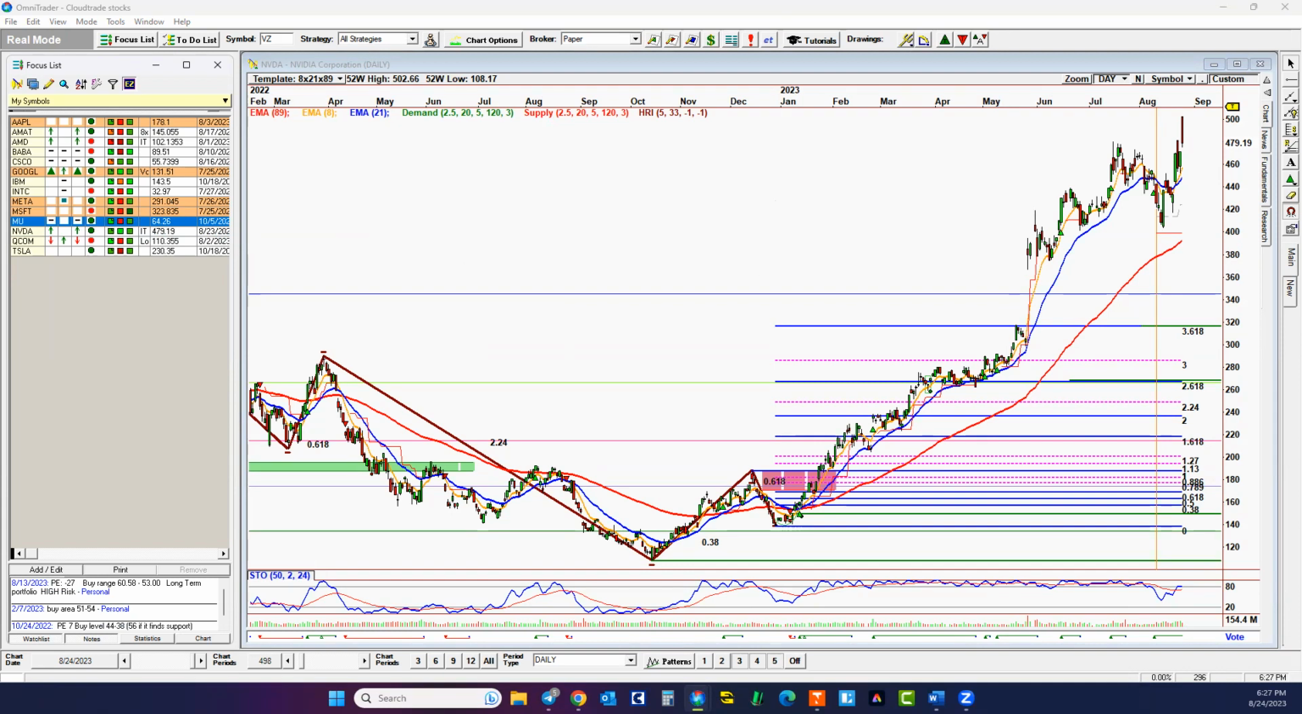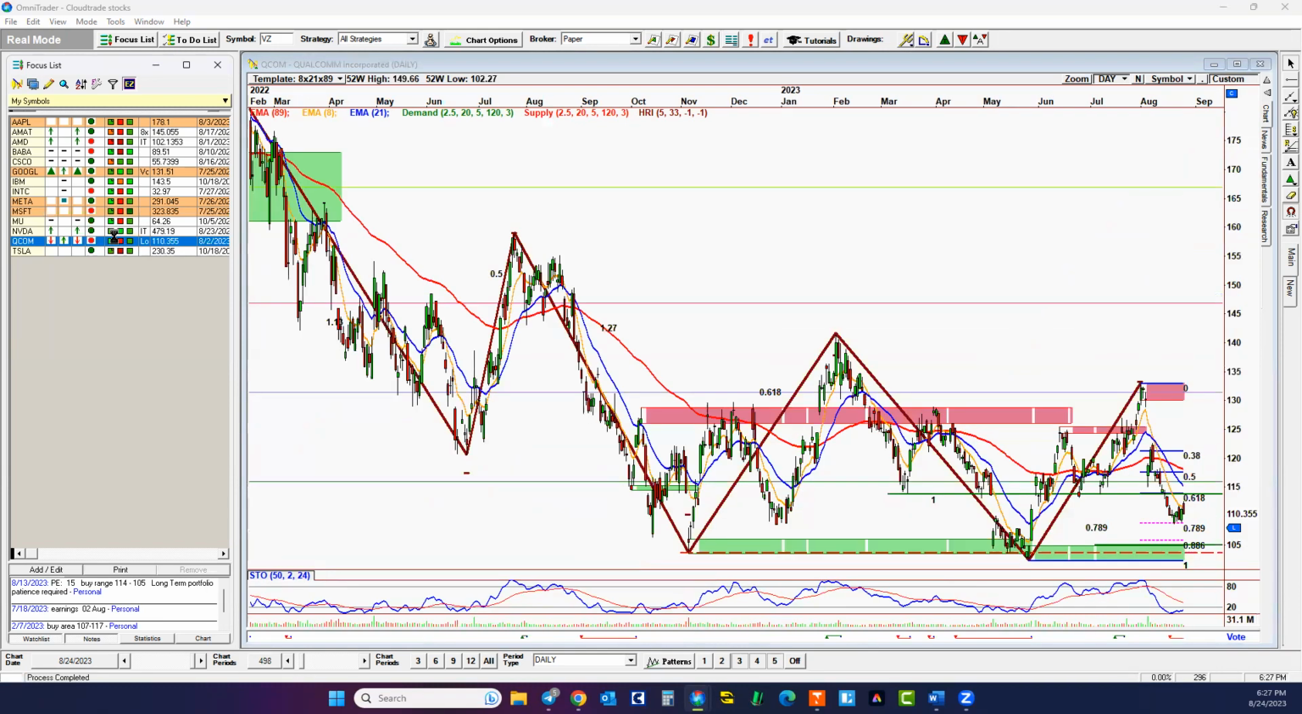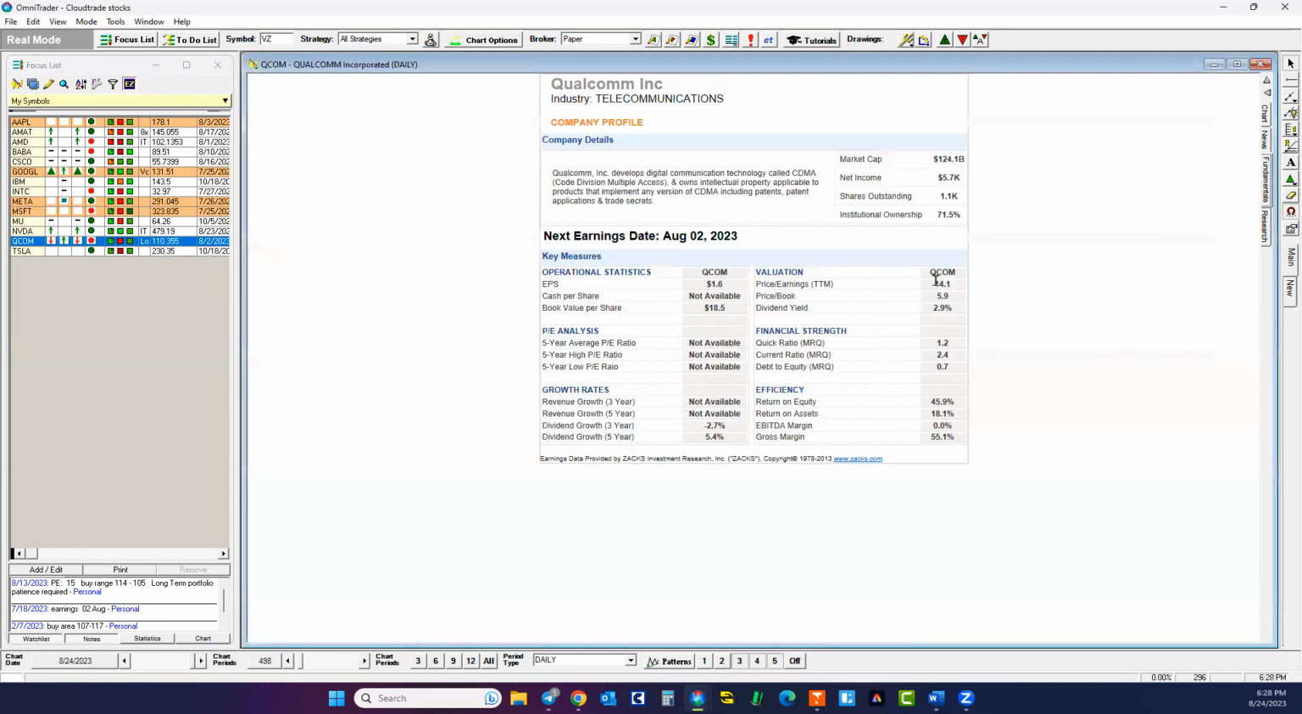All right, so NVIDIA, we went through earlier. There's nothing really there. I mean, that share price has to drop off by 50% before I even look at it. Then we've got Qualcomm. If you have a look at Qualcomm, they're reasonably cheap at 14.